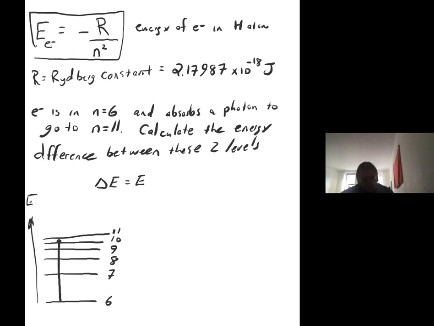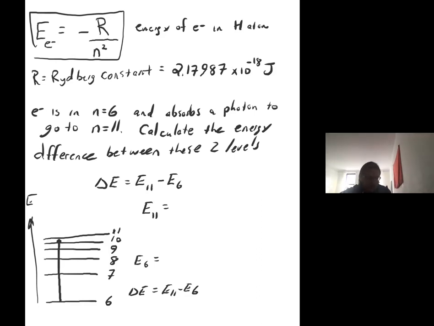So it would be the energy at the 11th level minus the energy of the 6th level, right? Final minus initial. Okay, so all you got to do is just calculate E11 and then E6 and then find delta E from that. Right? The 11th level minus the 6th level. Okay. Tomorrow we'll convert it to wavelength. We'll continue working on it, but I want to show you how to get this far.